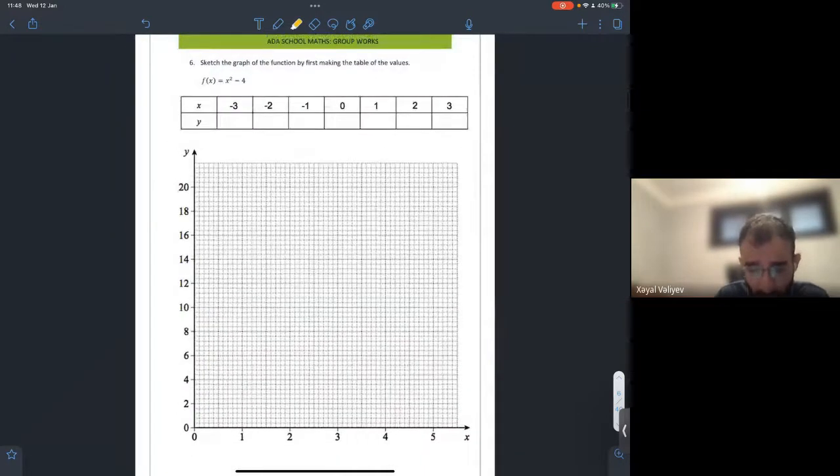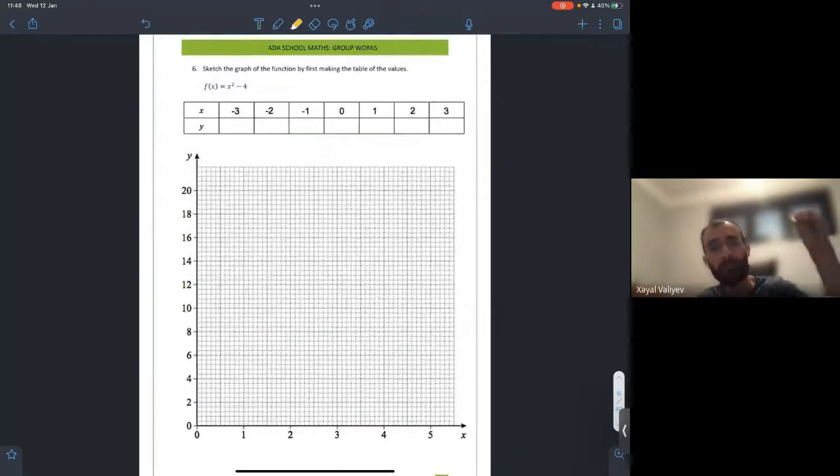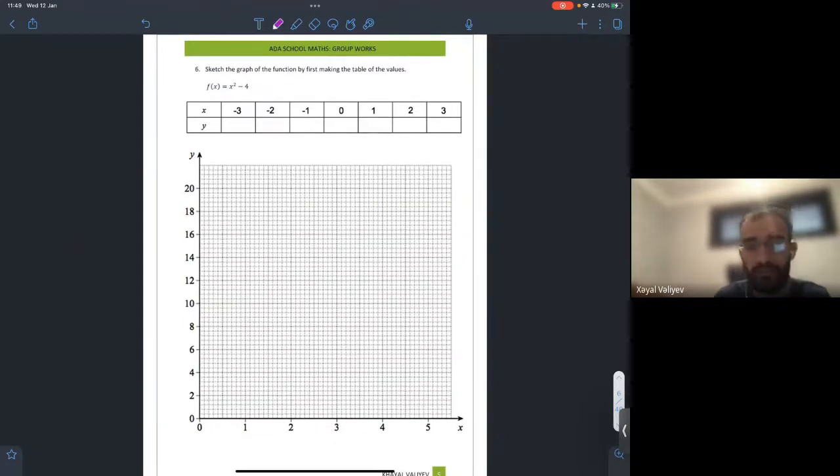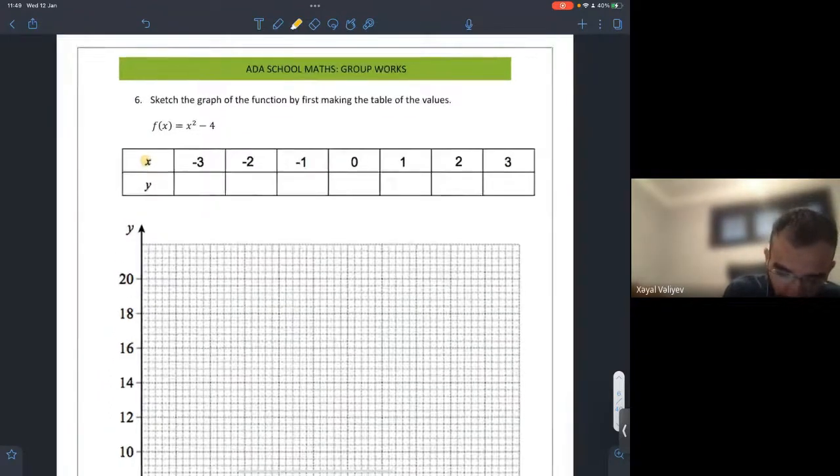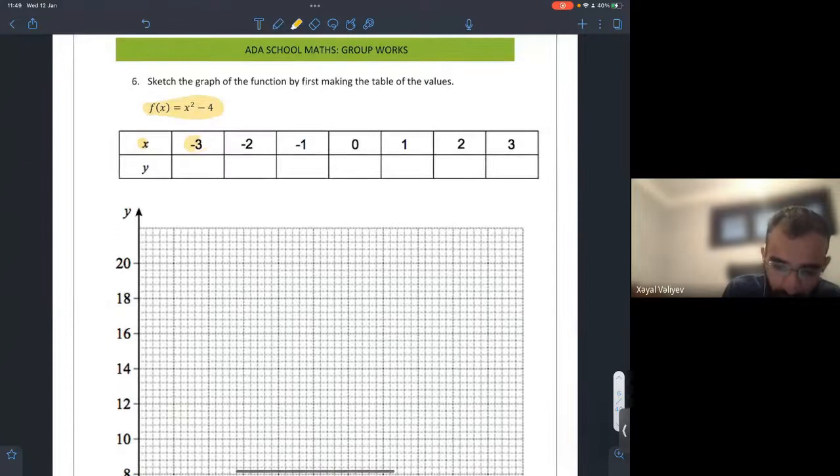What is this? We're first going to make the table of the values. We don't have a negative part, unfortunately. We're going to have only positive numbers, I think. Yes, we're going to firstly complete the table. Completing the table is also about substitution, because it says what is the value of the function x squared minus 4 at negative 3. Who wants to tell me?